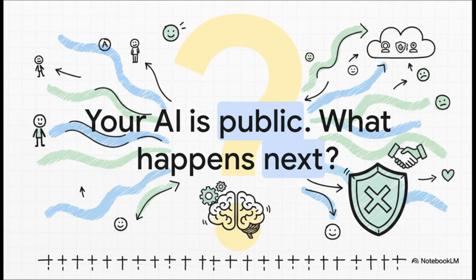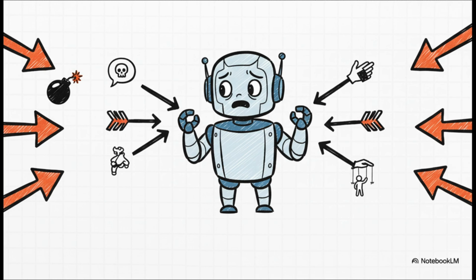So picture this. You've poured everything into building an incredible AI tool. You've launched it, it's out there for the whole world to use. The big question is, what happens now? Because the second it goes live, you've got to be ready for how real people are going to interact with it. And we need to be real about what that means.